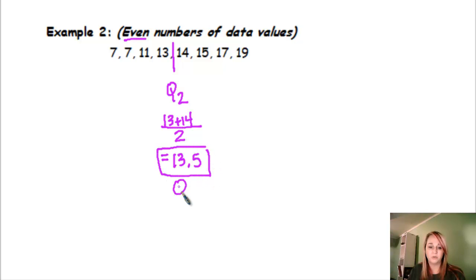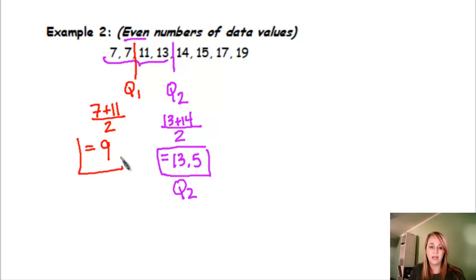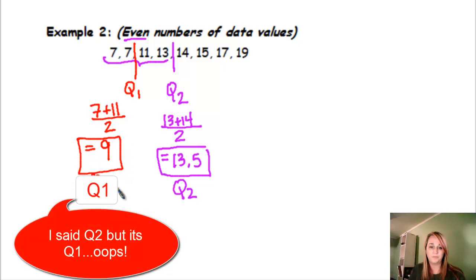That is our Q2. Now I just look at this lower half, and I have to find the middle of that half. The middle of this half is right here between 7 and 11. So I take 7 plus 11 and divide by 2. That would give me 18 divided by 2, which is 9, and that is my Q1.